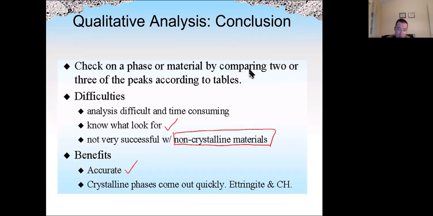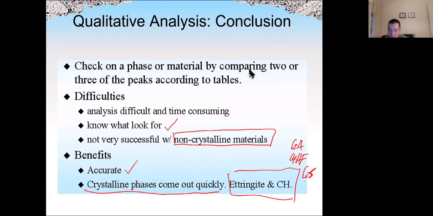Crystalline materials can come out quickly, such as ettringite and calcium hydroxide in cement compounds. For example, C3S and C4AF, these phases are glassy phases. It's not very easy to tell. And also for C3S and C2S. But for well-defined crystal materials such as ettringite and calcium hydroxide, XRD is very, very useful.